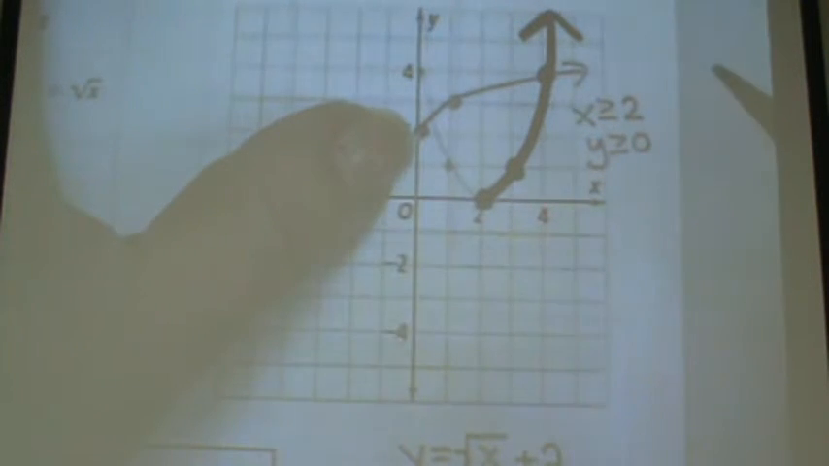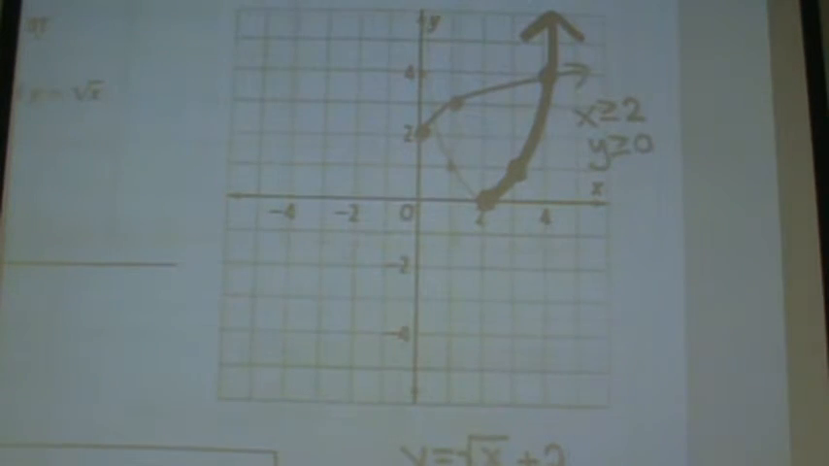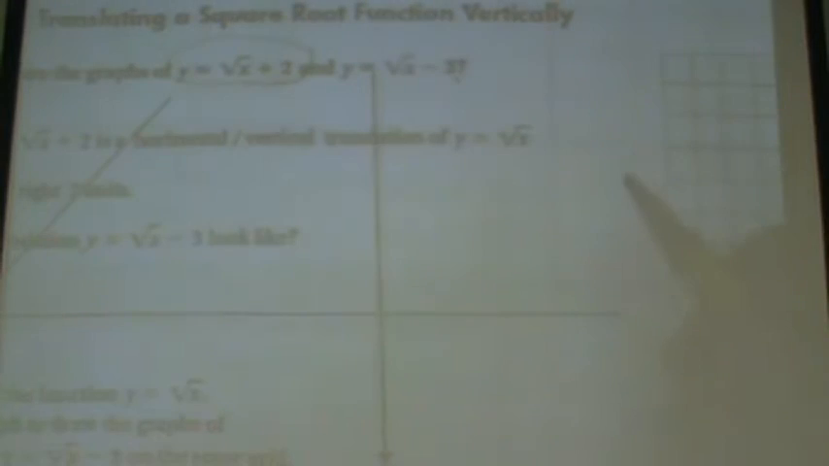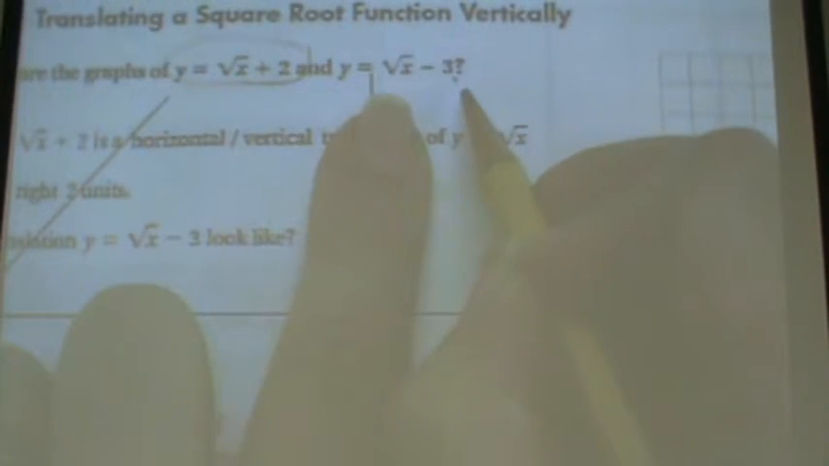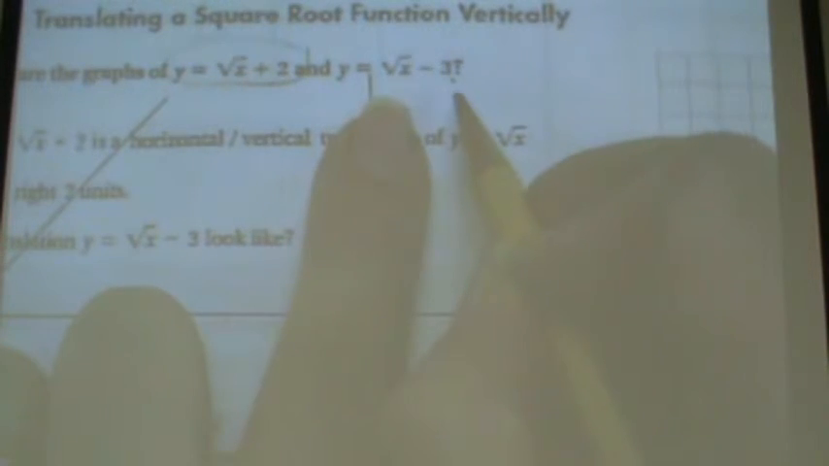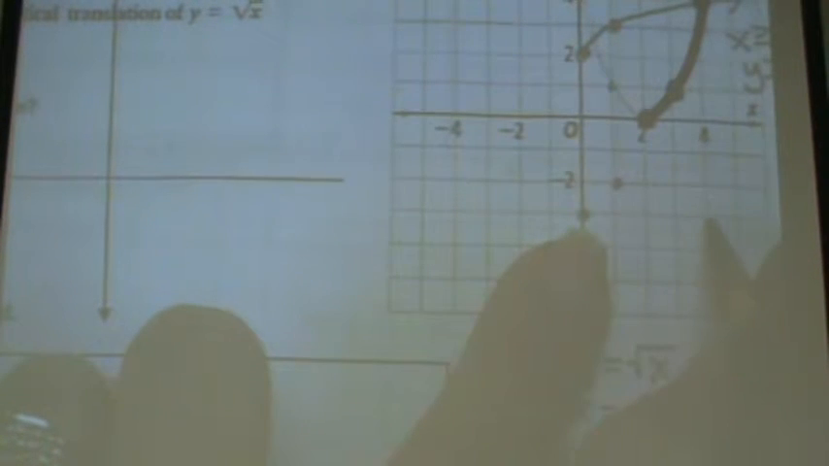Okay? See if you can do the next one. y equals the square root of x minus 3. Where would this be? Down 3. Go up 1 over 1, and then up 2 over 4, right? So it looks like that.